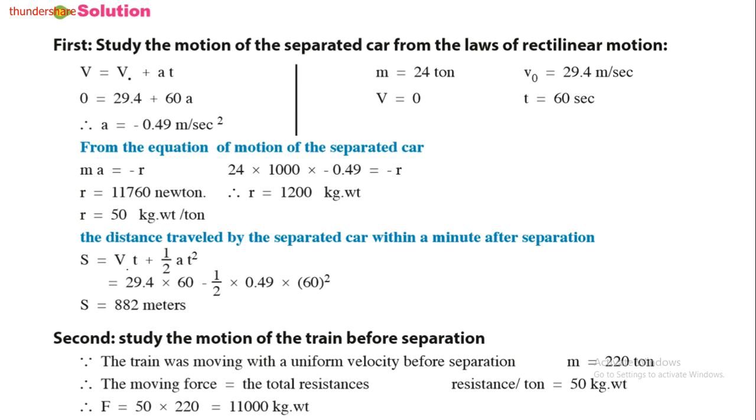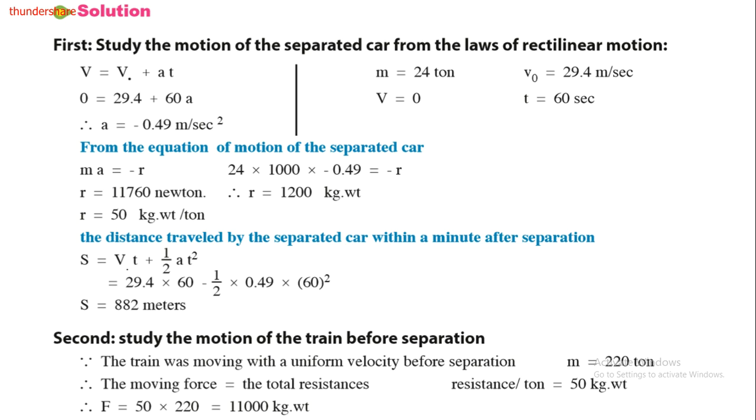V initial equals 29.4. Someone would say, Mister, this is the velocity of the train, not the car. The moment that the car is separated from the train, it keeps its velocity and starts to reduce. Do you understand? So the initial velocity of the car is also 29.4, plus 60 times a, because he said after 1 minute. So the acceleration of the car alone equals negative 0.49 meters per second squared. The mass equals 24 tons and V initial equals 29.4.